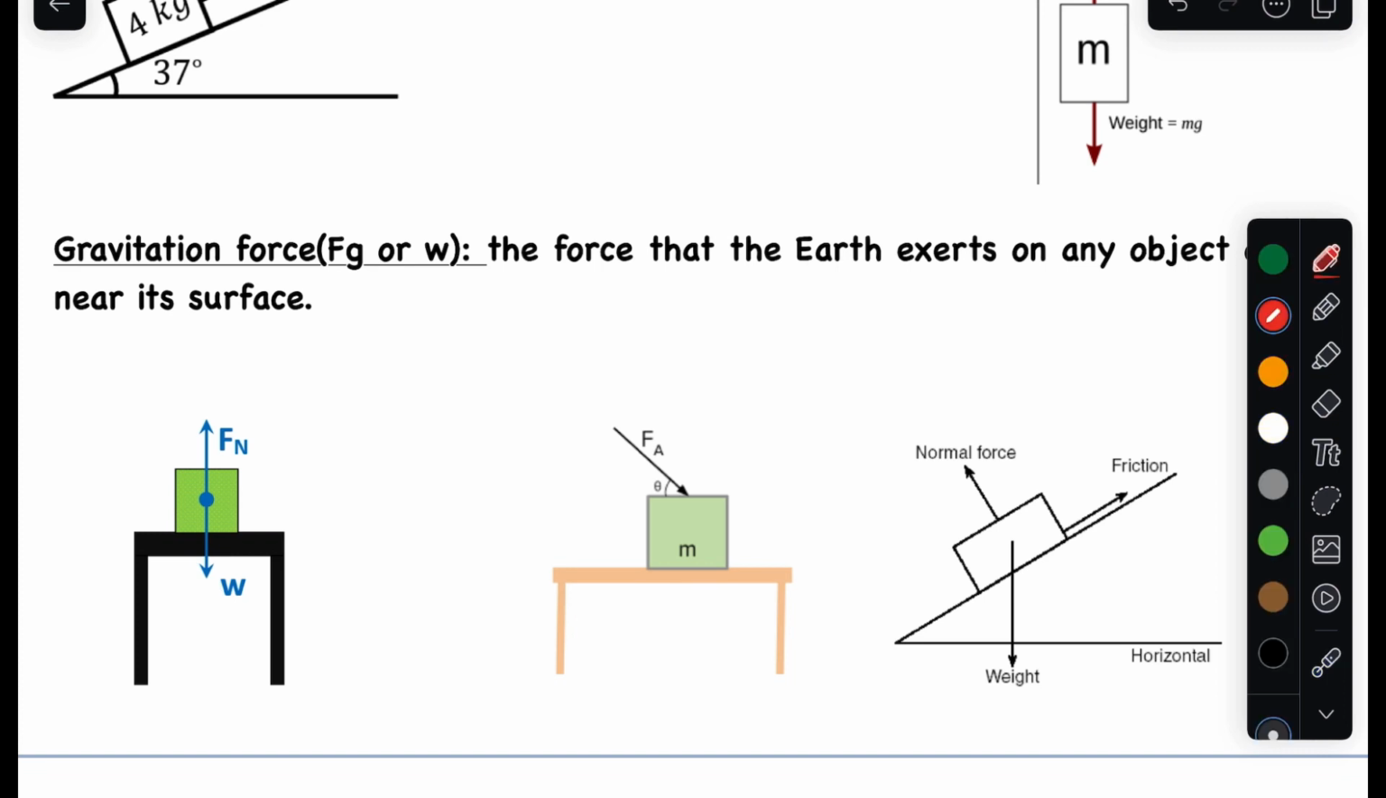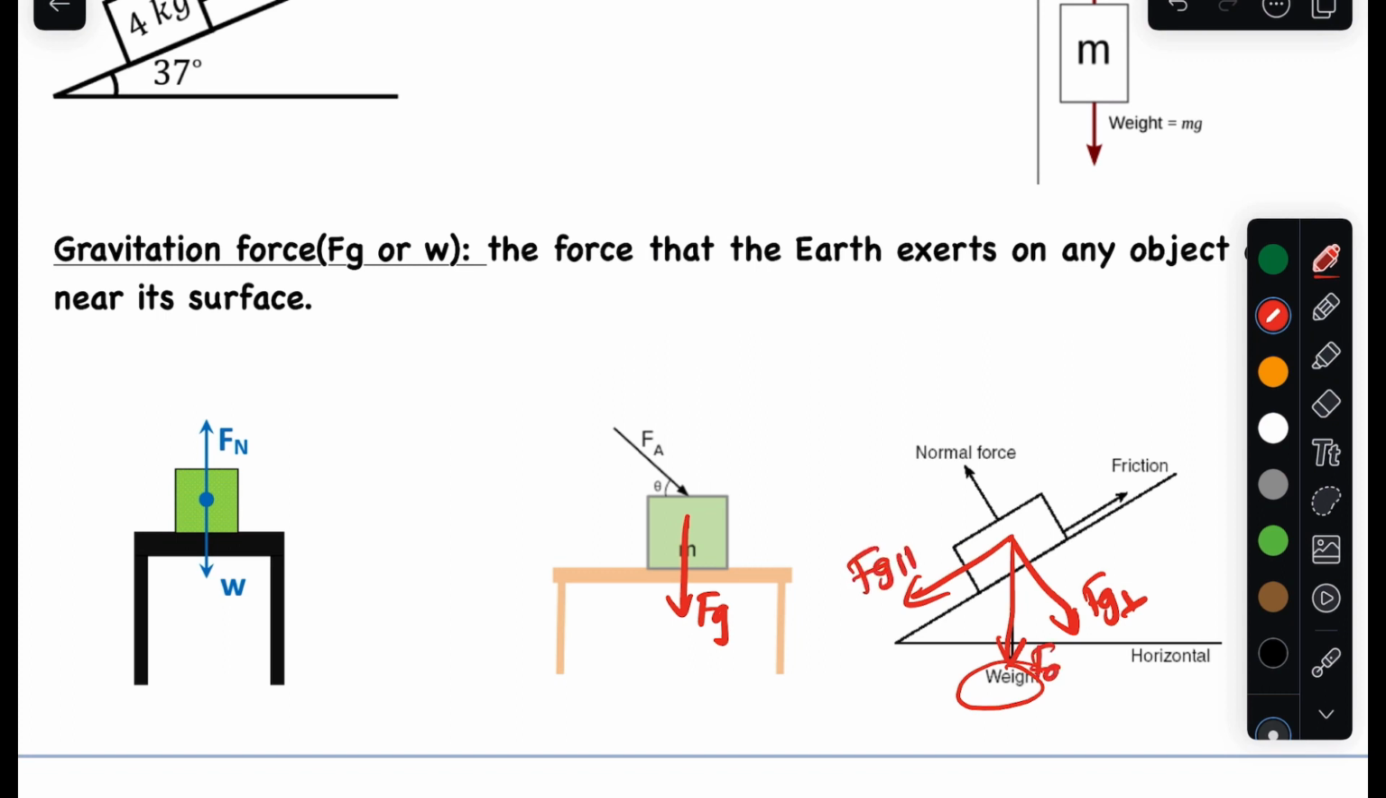Even there, there's a gravitational force. Gravitational force is acting down. Even there's a gravitational force on that object on an incline. And this gravitational force here has components. It's Fg perpendicular, and we're going to have Fg parallel. So it has two components.